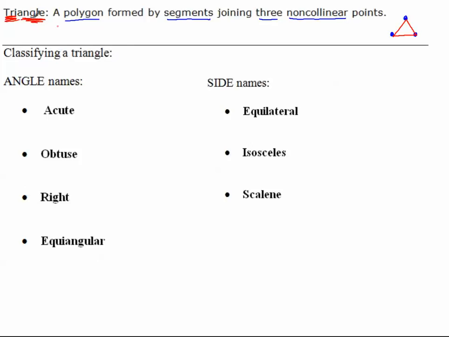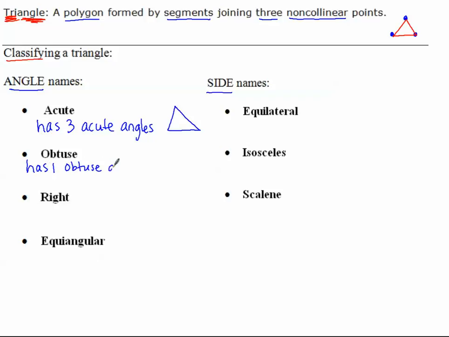Three angles, triangle. To classify a triangle, classify meaning to group it, we can use either angle names or side names. An acute triangle has 3 acute angles. If we draw an acute triangle, we need to make sure that we are drawing it such that all 3 angles look acute.